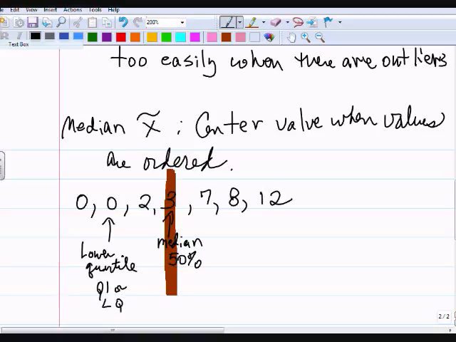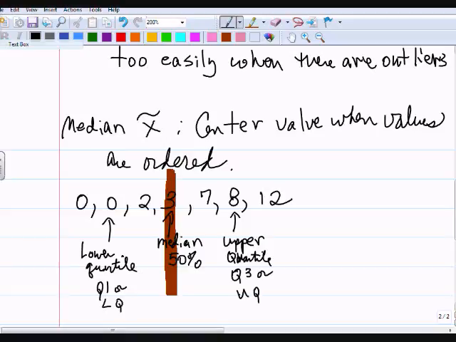And I do the same thing on the top half of the data. I find the number right in the middle. Oh, that's the 8. And that one's called the upper quartile, and that is Q3 or UQ. Q2 would be the median. Quartile 2 would be the median.